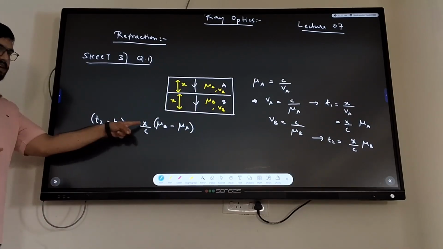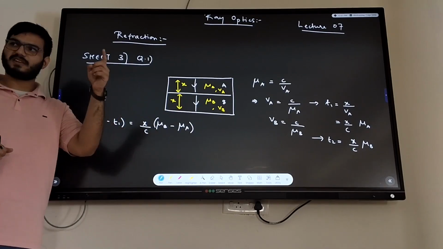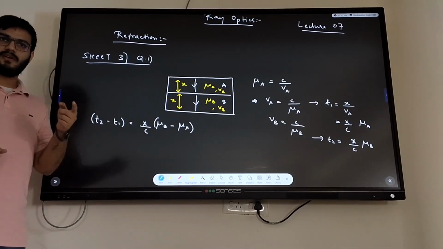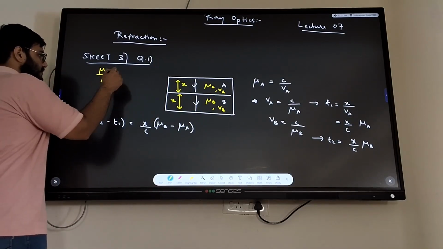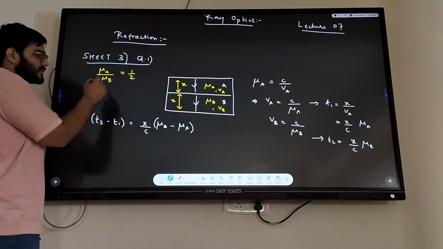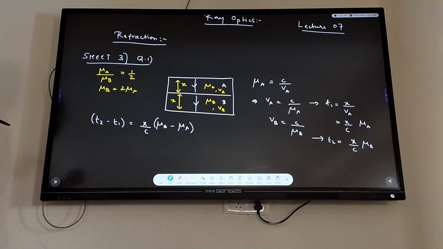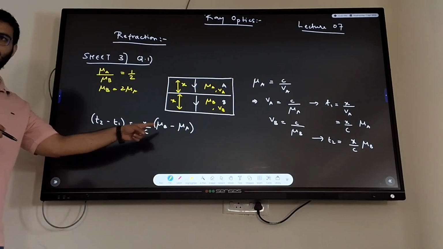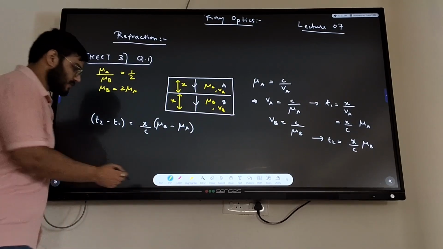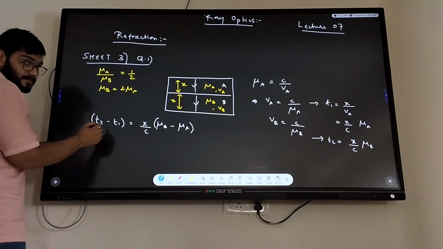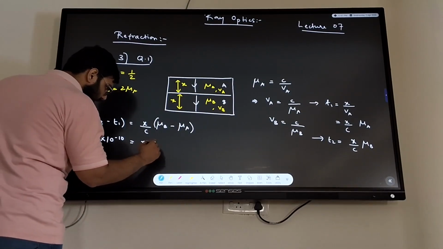I need to find x. Is this given? Yes. Some information about the ratio of refractive indices is given. Mu A by mu B is equal to 1 by 2. Then mu B is equal to 2 mu A. Can I substitute 2 mu A here? Then 2 mu A minus mu A is mu A. Now what is this value? 5 into 10 to the power minus 10 is x by C into mu A.